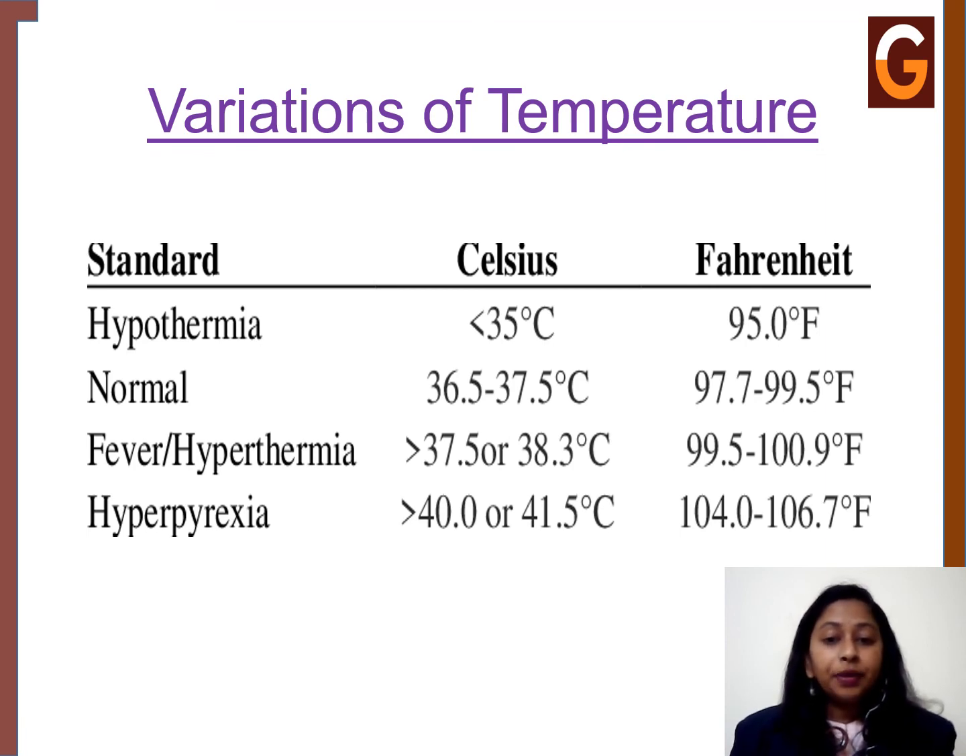If it is hyperpyrexia, a very high-grade fever, we call it more than 40 degrees, or 41.5 degrees Celsius, or 104 to 106.7 Fahrenheit. So these are considered high-grade fever.